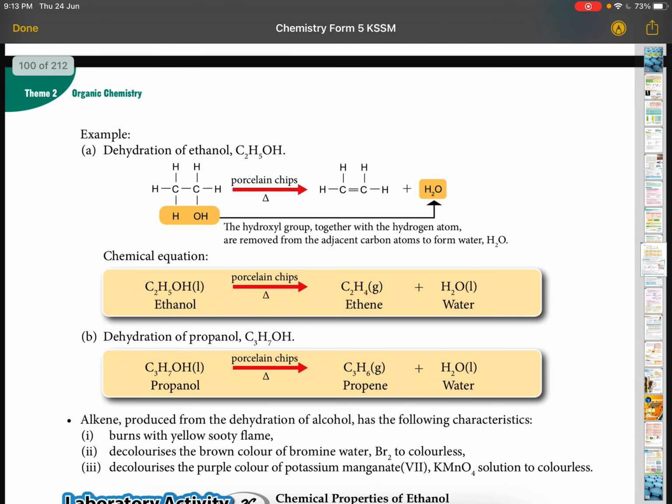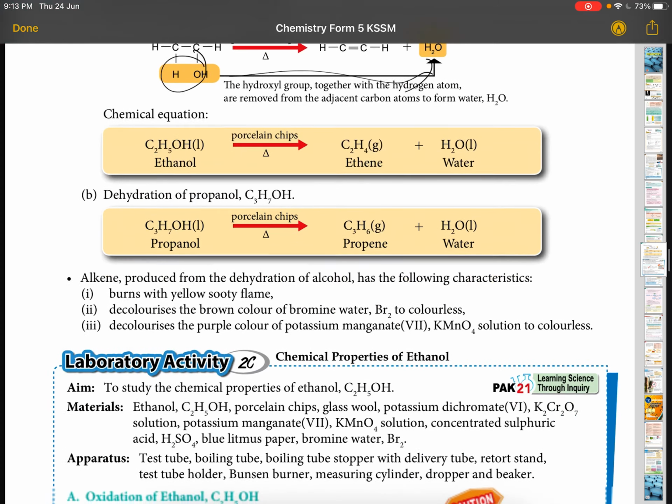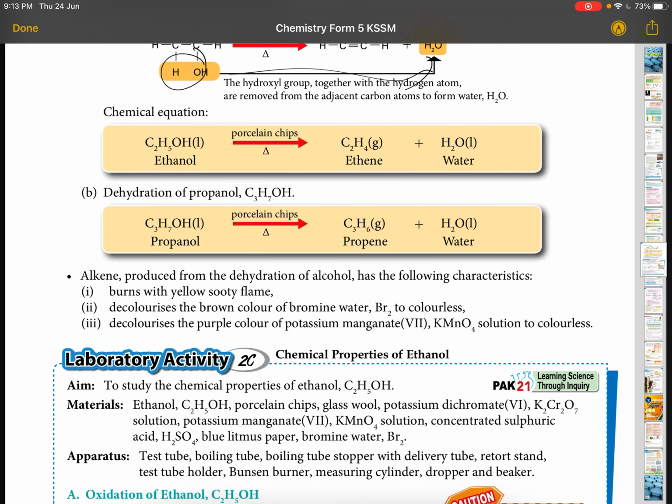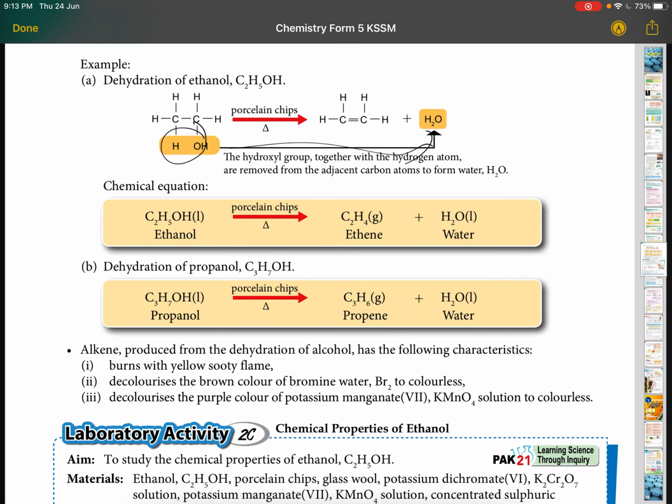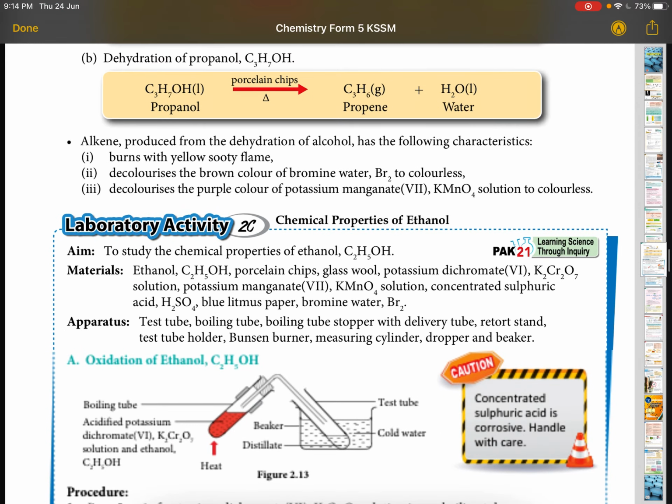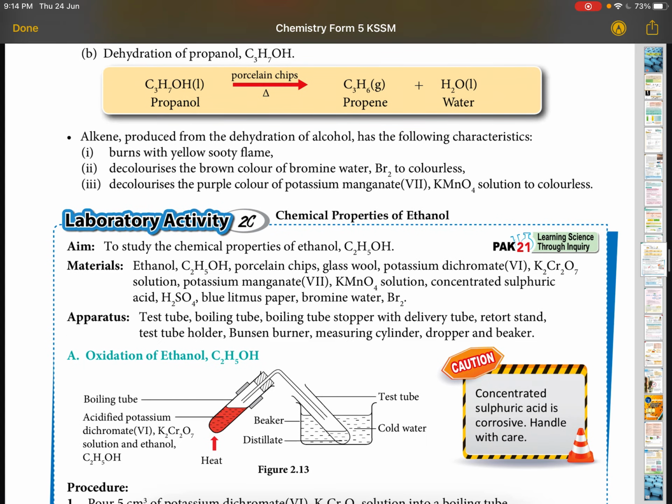Next is dehydration of ethanol. So you heat up the ethanol, and then you will get ethene. So basically, these two become steam, and then these two form double bonds. So it's basically the reverse of the first reaction. I forgot what the first reaction was. I think it was phosphoric acid and 60 atm, 300 degrees Celsius.